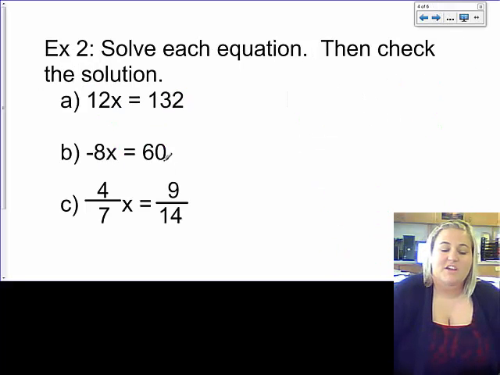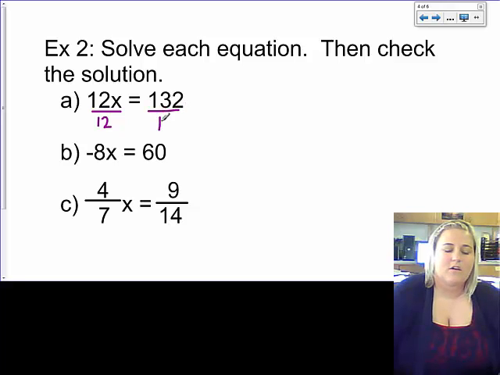Solve each equation, then check the solution. I would like for you to pause the video at this point and try and do each of these on your own paper. On A, we have 12x equals 132. Okay? To get x by itself, we have to do the opposite. These two touching means that they're being multiplied. So the opposite of multiplying by 12 would be to divide by 12. What I do to one side, I must do to the other.